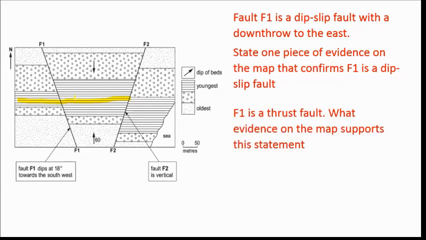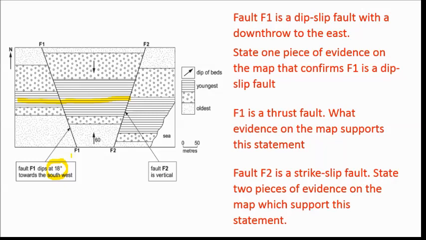Fault F1 is a thrust fault. What evidence on the map supports this? So remember, a thrust fault is a type of reverse fault, which itself is a type of dip-slip fault. Again, we mentioned at the start, it's 18 degrees, it's very low angle, that makes it likely to be a thrust fault.